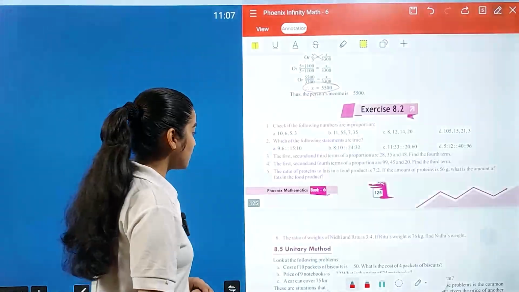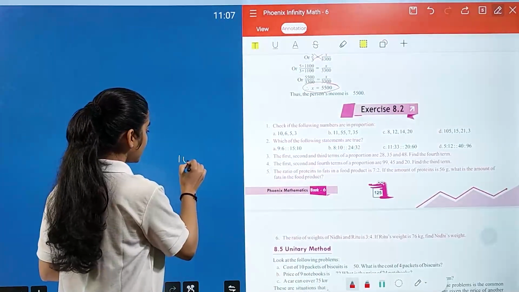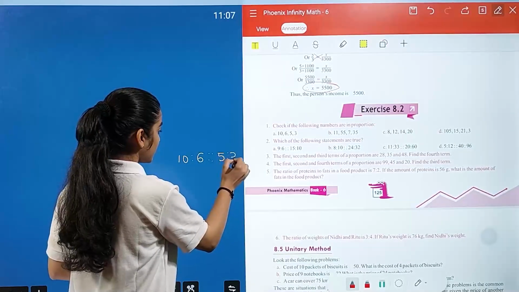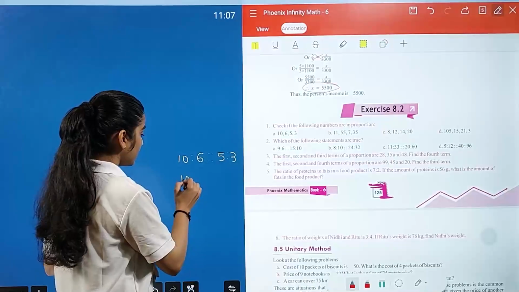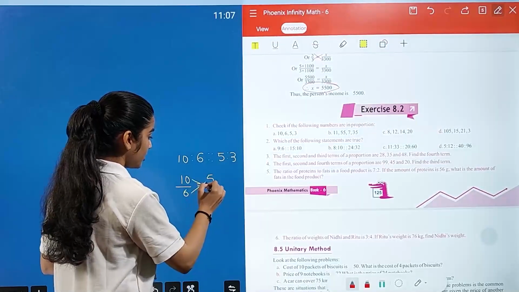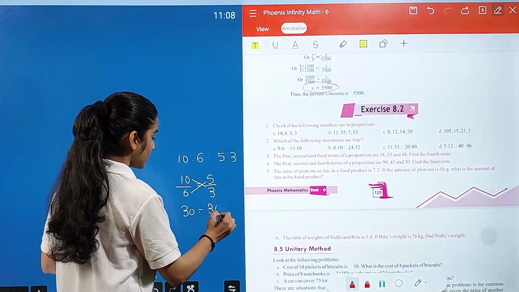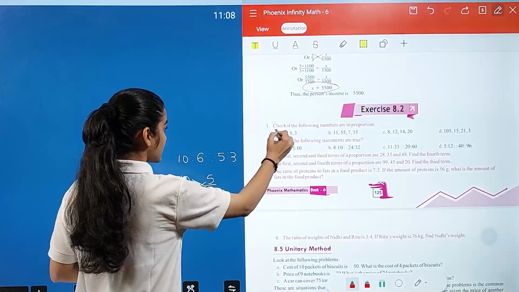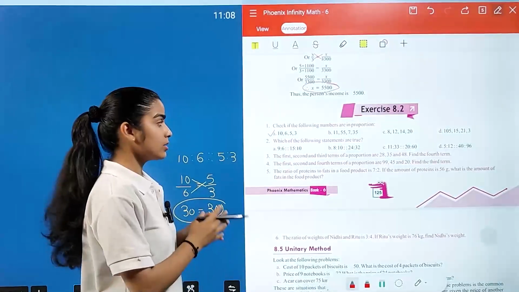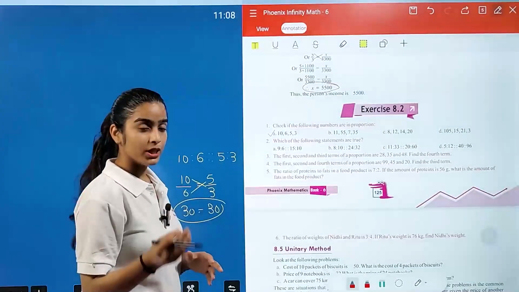Now we have our exercise 8.2. Check if the following numbers are in proportion or not. So 10:6 and 5:3, you can check it. 10 by 6 is equal to 5 by 3, by cross multiplying it: 6 fives are 30 and 3 tens are 30. So both are equal to each other. It means these numbers are proportionate to each other. In the same way, you have to check the rest of the numbers, whether they are proportionate or not.